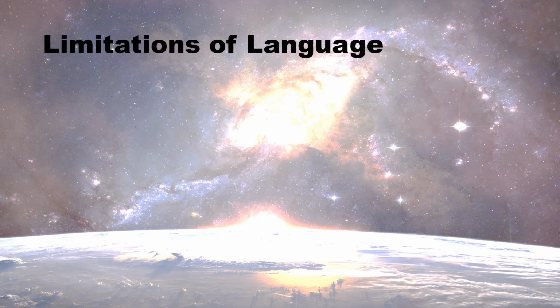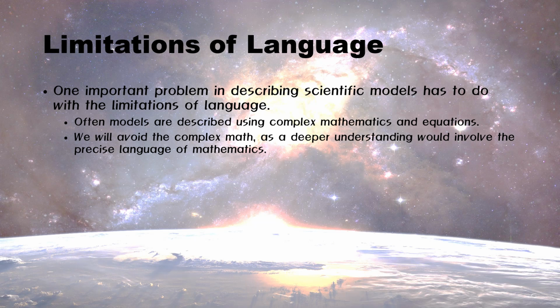Now, there is one thing for us to keep in mind as we start looking at all these different pieces moving forward, and that is the limitation of language. One very important problem that we have to understand when we're describing scientific models has to do with the limitations of the language we use. Often models, when we actually look at scientific models, are described not with regular language like you and I might speak, but instead they use complex mathematics, equations, formulas, stuff like that.